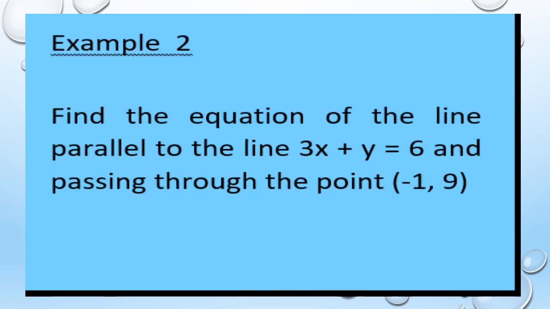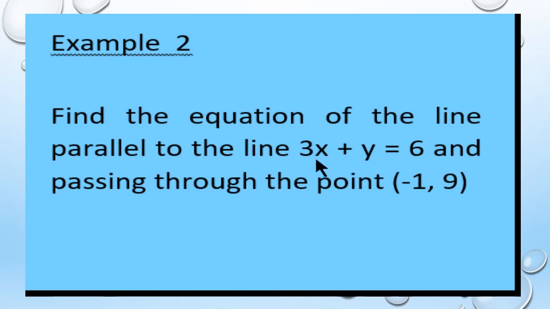In example 2, we have find the equation of the line parallel to the line 3x plus y is equal to 6 and passing through the point negative 1, 9. Now in this example we are given only one point, negative 1, 9, and we are given the equation 3x plus y is equal to 6.